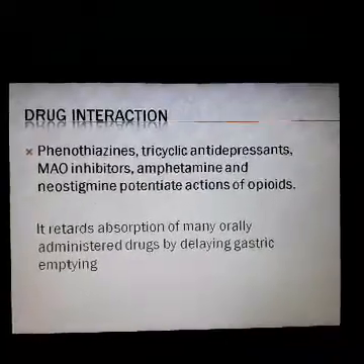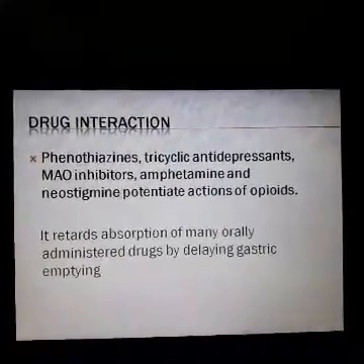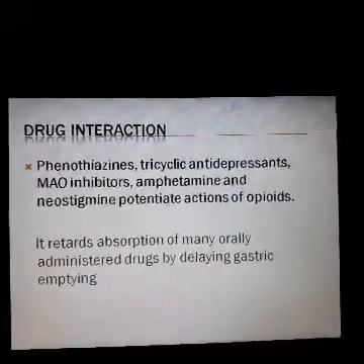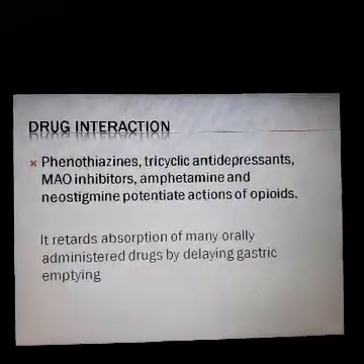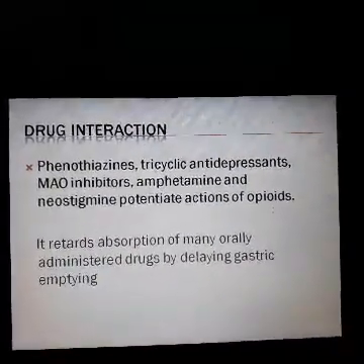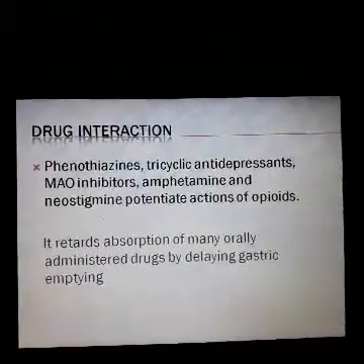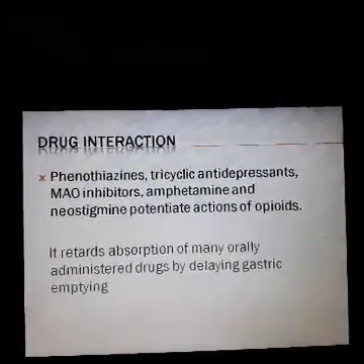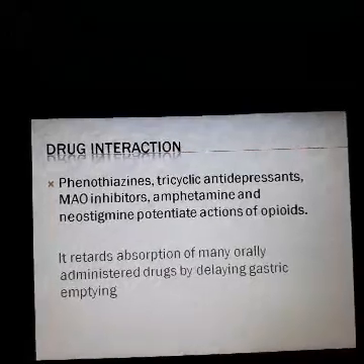Neostigmine is a cholinergic drug, but excess neostigmine can also cause bronchoconstriction due to the M3 effect, and it also causes meiosis. So actually neostigmine potentiates the actions of opioids by another mechanism.